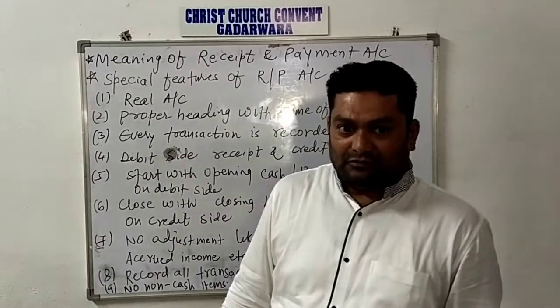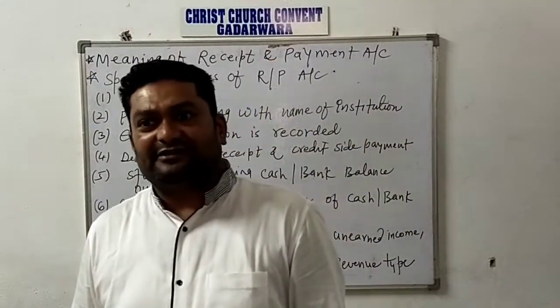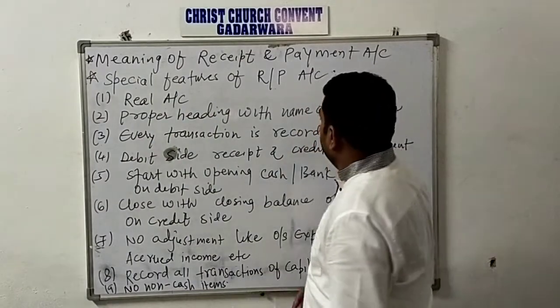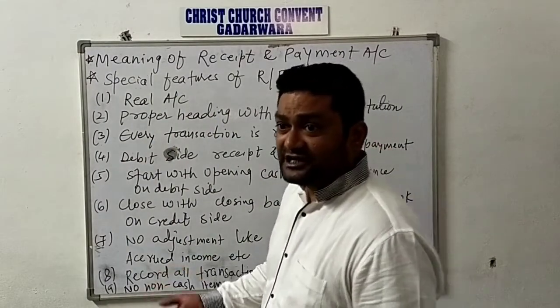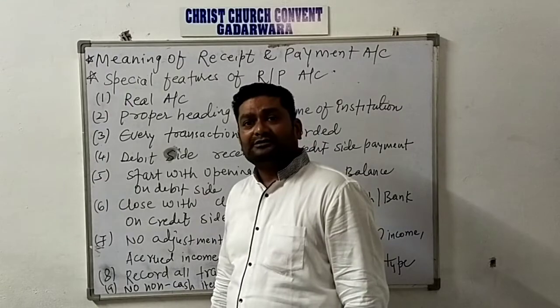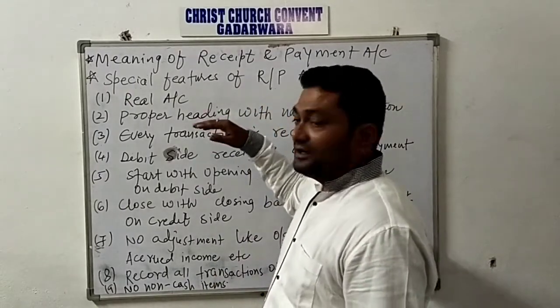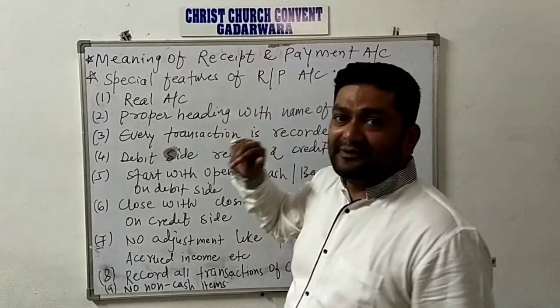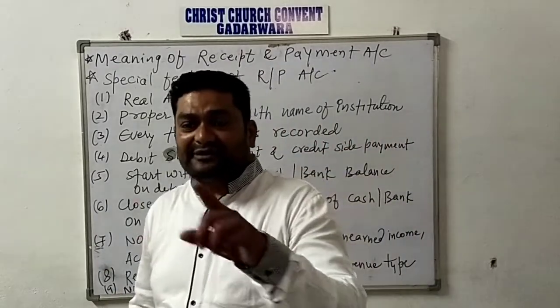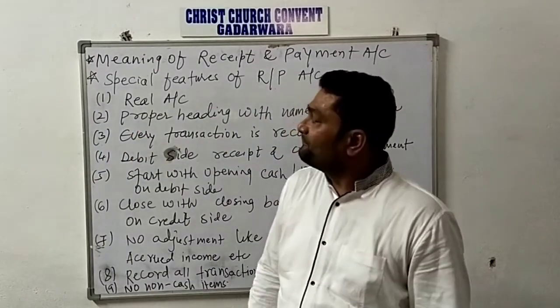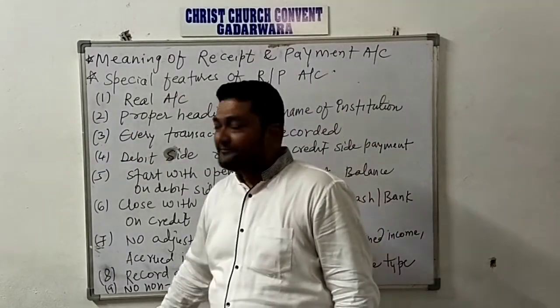Receipt, whatever money comes, is written in the receipt column on the debit side, and whatever money goes out is written in the payment column on the credit side. Understand? Special features of receipt and payment account are, I will give you the proforma of this afterwards, after completing this. Okay?